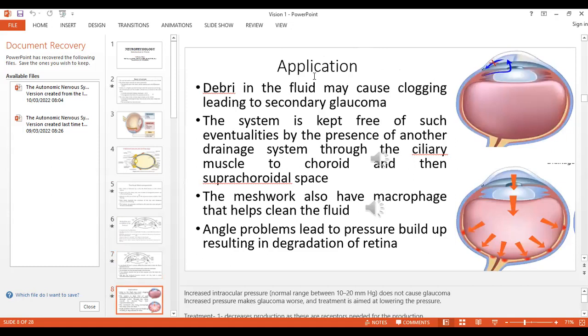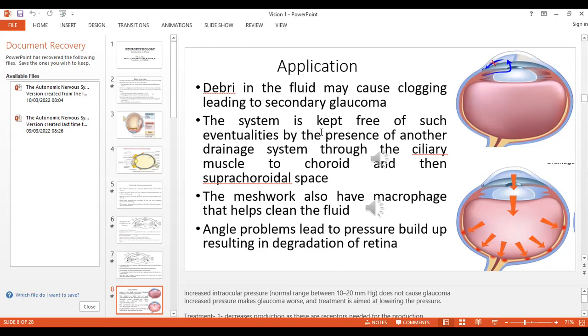All right, now what you're seeing here is application. Debris in the fluid may cause clogging, leading to secondary glaucoma. The system is kept free of such eventualities by the presence of another drainage system through the ciliary muscle to the choroid and then the suprachoroid space, okay, the suprachoroid space.